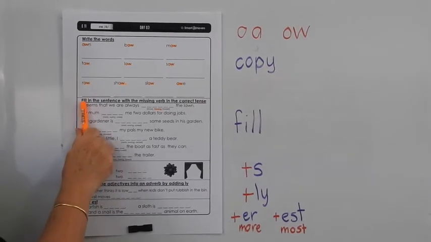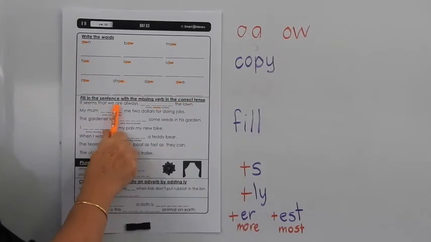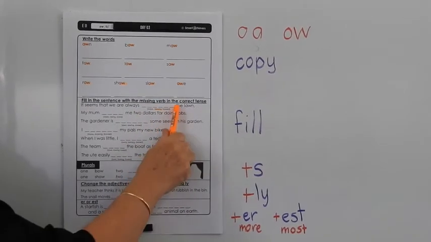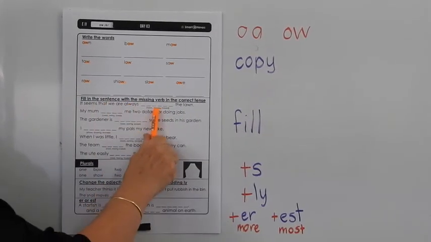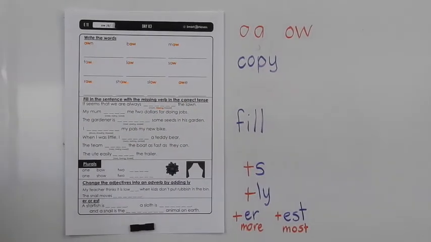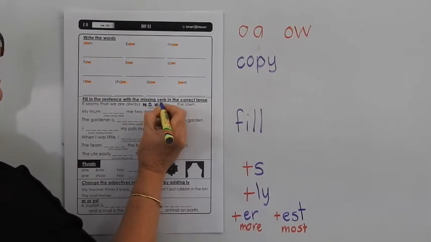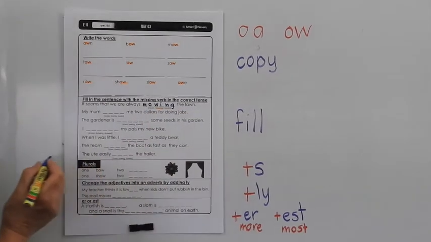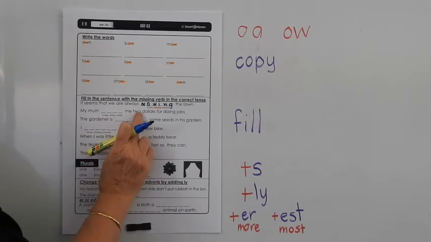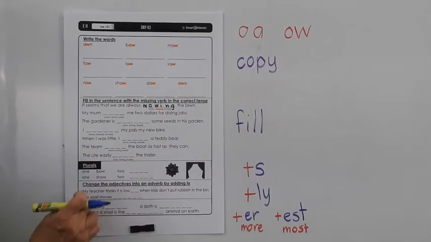Okay, down here it says fill in the sentence with the missing verb in the correct tense. Now we've put the words underneath here for you to choose the correct one. It seems that we are always mowing the lawn, and you can highlight the word before you write it into that space. We've put the right number of little lines there in case you get a little bit stuck, just to make it easier for you. My mum owes, owing, owed me $2 for doing jobs. You can read the rest of those and do them. They're quite easy because the words are all there for you.